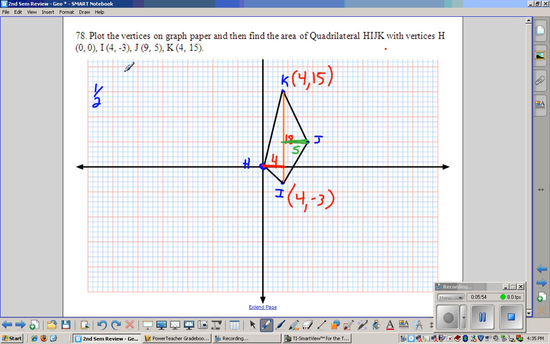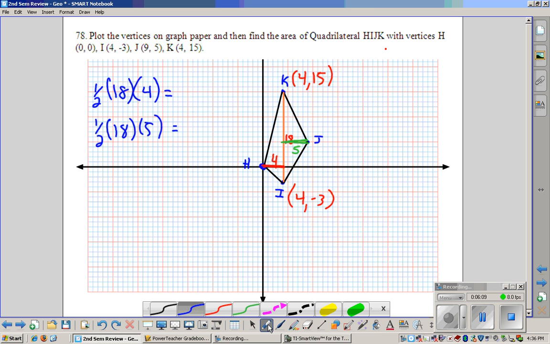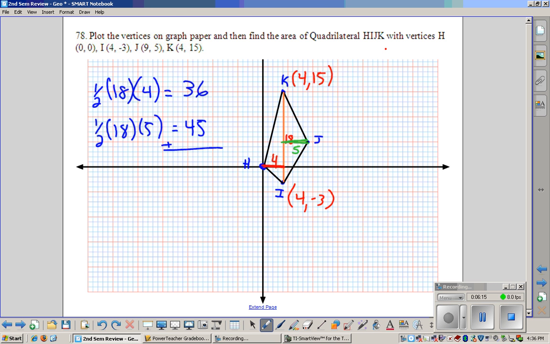We have 1/2 times 18 times 4 and 1/2 times 18 times 5. Let's calculate these answers and see what we get. So here we get 36. Here we get 45. And the grand total area of the shape is 81 units squared.